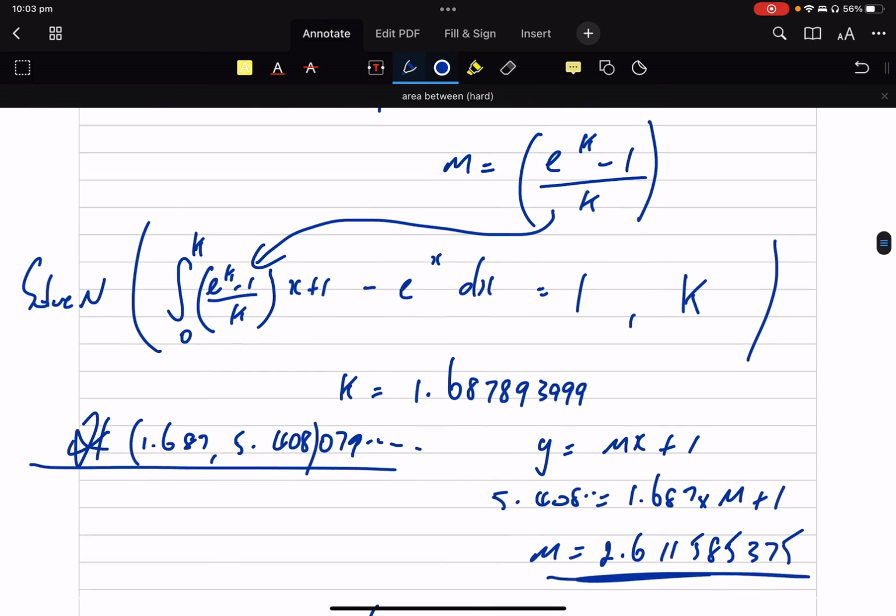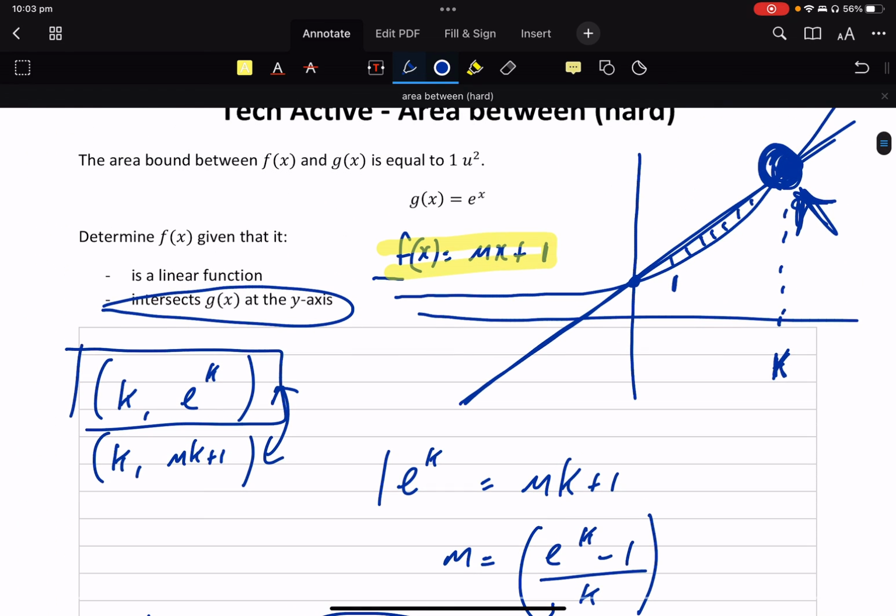So it does come together, but that's a new way of getting around the fact that we can't find a point of intersection between those given functions. It's a great question.